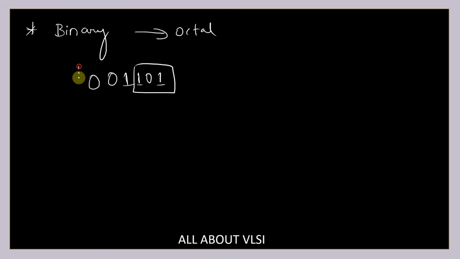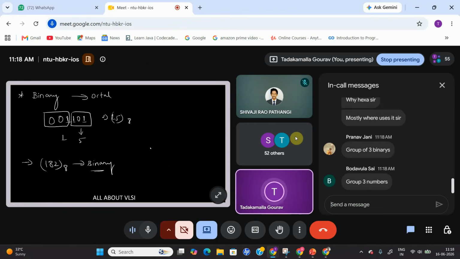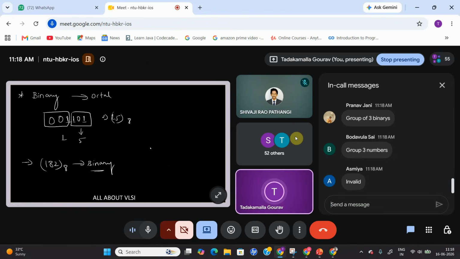we can group this in threes, which gives 5 and 1, which is 15 to the base 8. Now, can anyone tell me this value? 182 base 8 in binary. Let's see who can answer this question. Can anyone convert this 182 base 8 into binary and let me know?